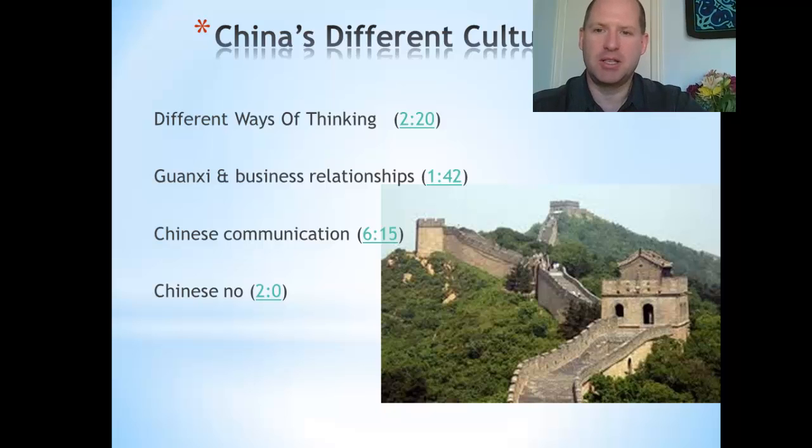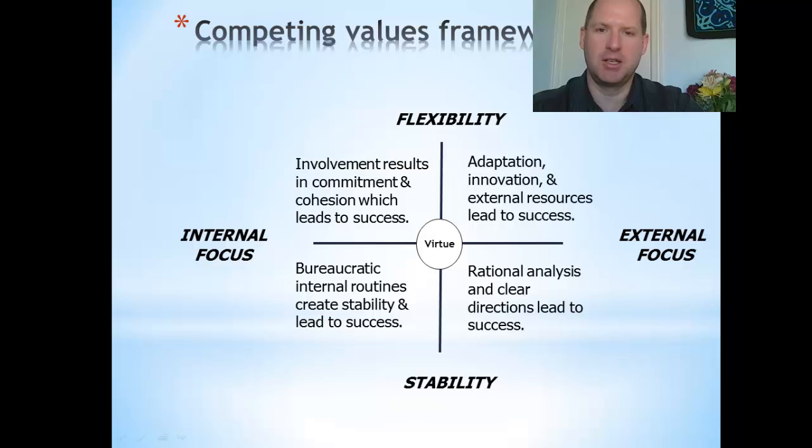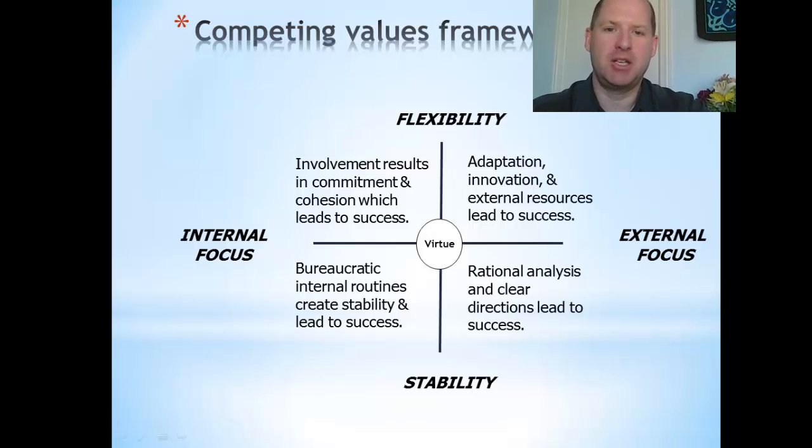There are a couple of links here where you can look at different ways of thinking from China, Guanxi, what that is, and the Chinese perspective and communication. And then finally the third is the management, and it's divided into 4 quadrants. Adaptation, innovation, rational analysis, and very much production oriented. Bureaucratic, internal routines, so control is a big deal in this quadrant. And then finally here, involvement and commitment, cohesion, so people working together.